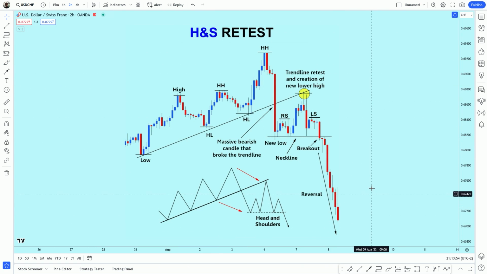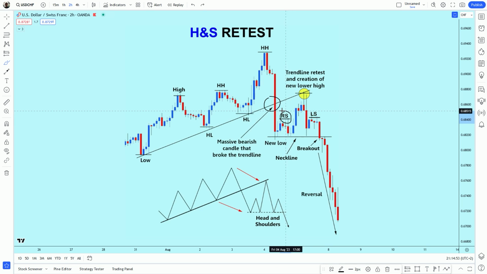And that is what happened here in this example. We can see higher highs and higher lows. Price broke our trend line with this massive bearish candlestick, and of course I would not enter here. I would definitely wait for a pullback or a retest. As you can see, a retest occurred, price went up to retest this previous trend line, but also we have a head and shoulders chart pattern.